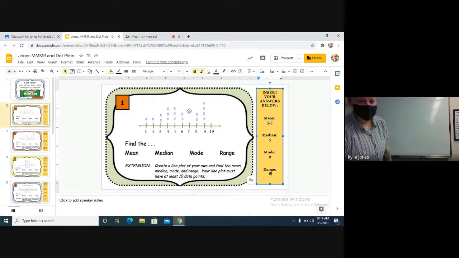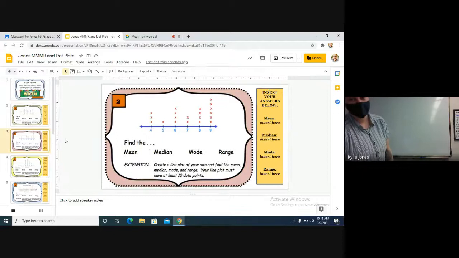So I'm going to go to slide number 3. We have our next one to work on. Again, we're going to find the mean, median, mode, and range. And we got to list out these numbers. So let's start with the 4. How many x's are above the 4? 3. So how many times will I write 4? 3 times. Oh, that's not a good marker. Hang on. So we have 3 4s. Okay, what about 5? 1. There's 1 5, so how many times do I write 5?